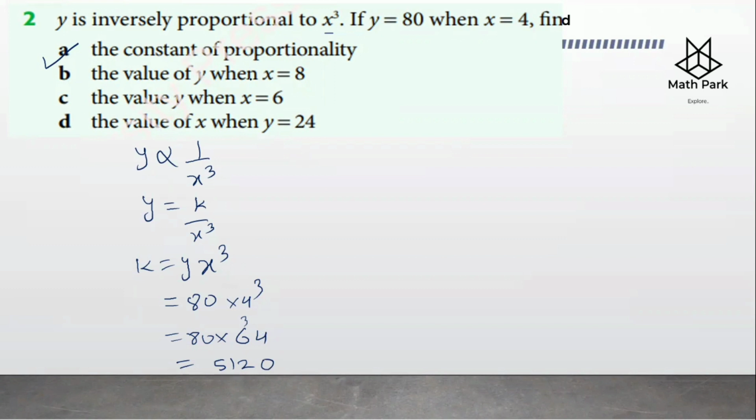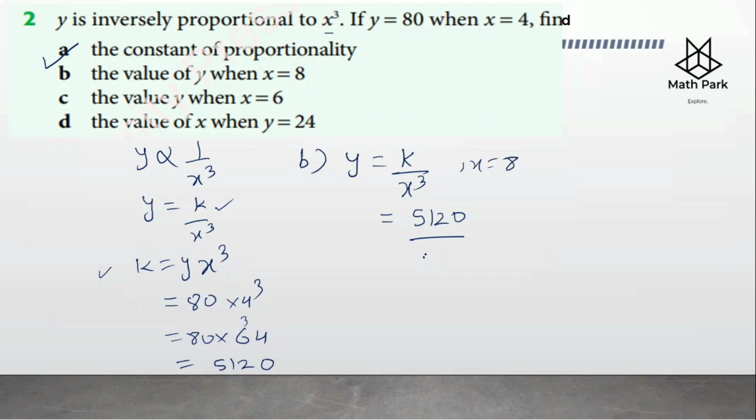Find the value of Y when X is equal to 8. So we are using this equation now. You can make Y the subject here. So you have Y is equal to K upon X cube. We are using this one. So K is 5120 and X cube, that is for X when X is equal to 8. So here you are given X is equal to 8.